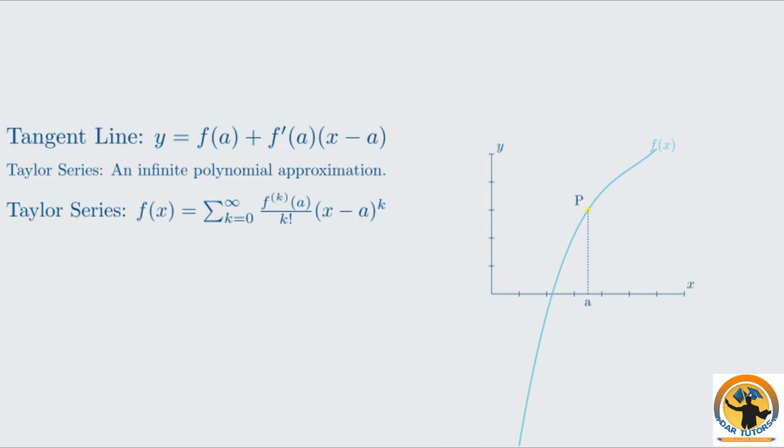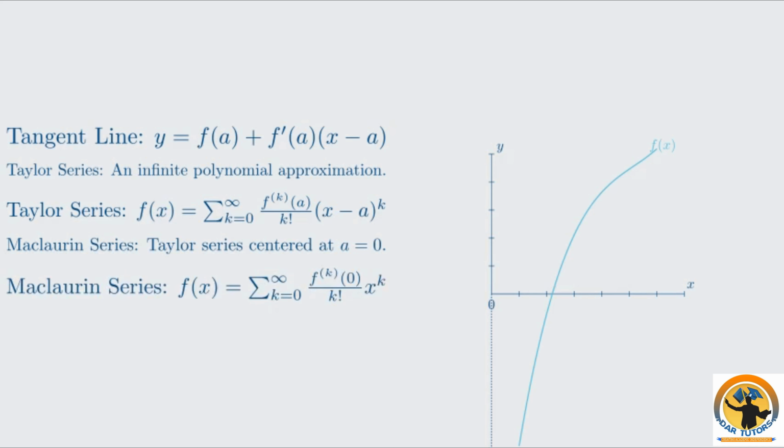In this course, we will focus on a special case of the Taylor series. When the series is centered at x equals 0, it is called a Maclaurin series. This simplifies the formula significantly. The Maclaurin series for f of x is the sum from k equals 0 to infinity of the kth derivative of f at 0, divided by k factorial, times x to the power of k.